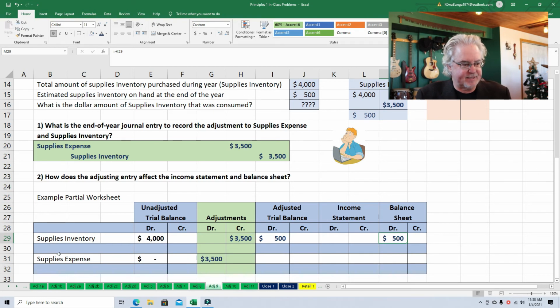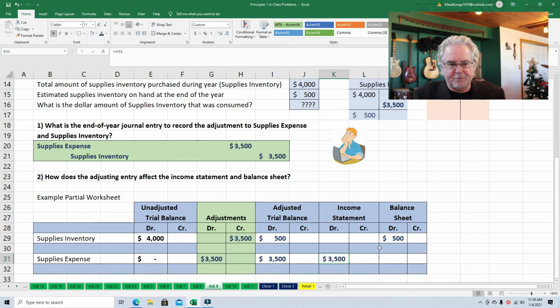Now, supplies expense starts out with nothing in the unadjusted trial balance, but we're debiting it for $3,500. So we'll put here $3,500. All right. Nothing plus $3,500 is $3,500. So the next question is, where does supplies expense go? Does it go on the income statement or the balance sheet? Well, as mentioned, only two things go on the income statement, revenues and expenses. That's it. And supplies expense is an expense, so we're going to send that to the income statement.